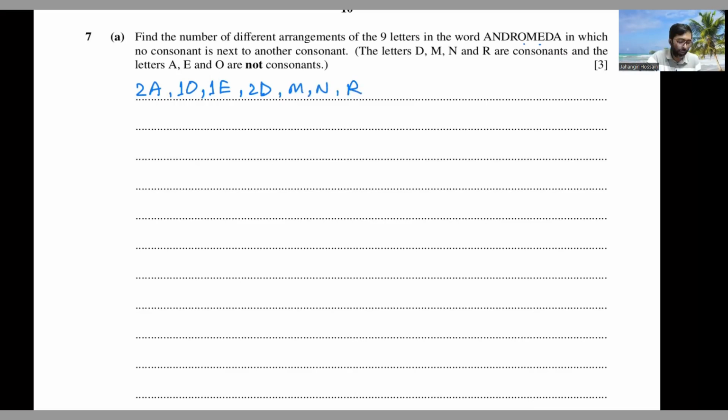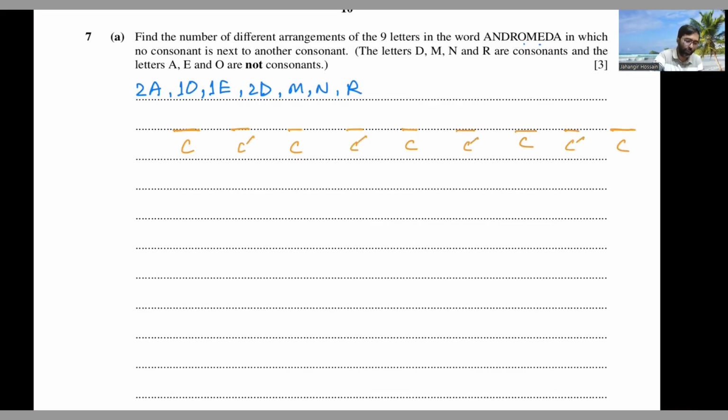Okay. Now remember, the consonants cannot stand next to each other. But we have 4 vowels, non-consonants. Now, let's say these are the positions 1, 2, 3, 4, 5, 6, 7, 8, 9. There are 9 positions. There are 4 vowels. If the consonants are not next to each other, there are 5 consonants. So these are the places for the consonants, the odd places. 5 places for 5 consonants, and 4 places for 4 non-consonants.